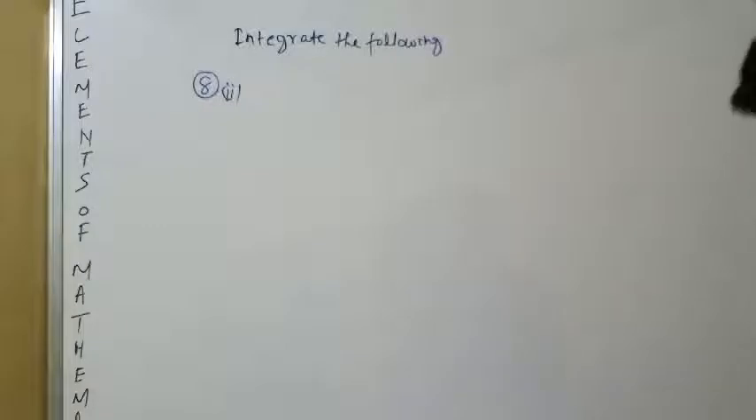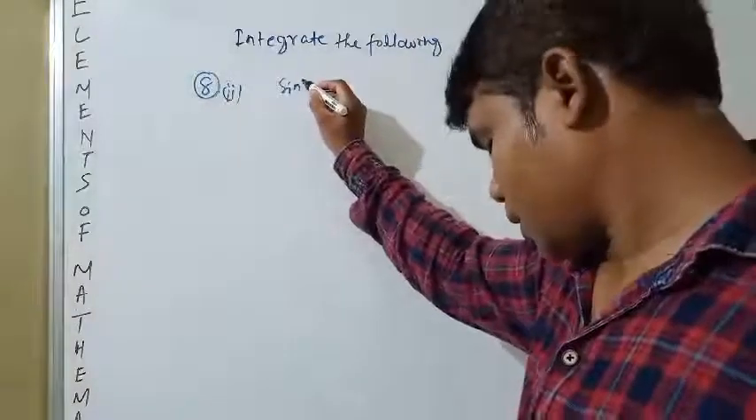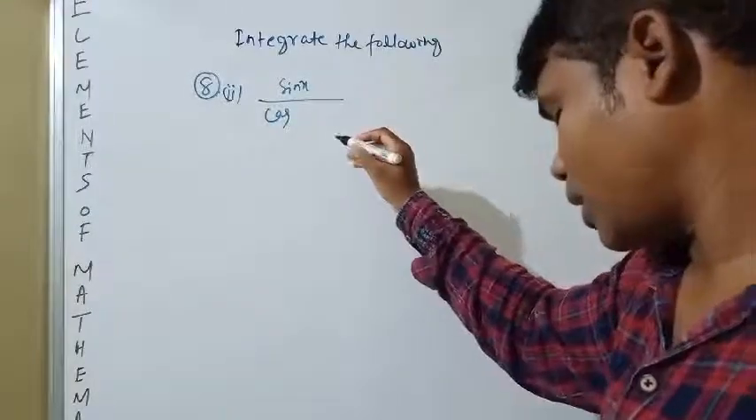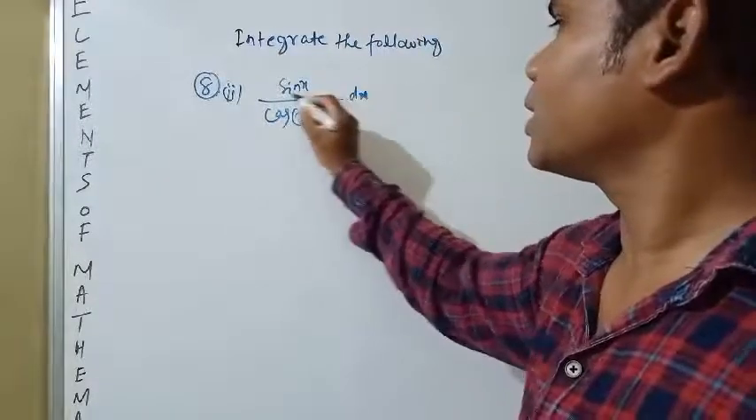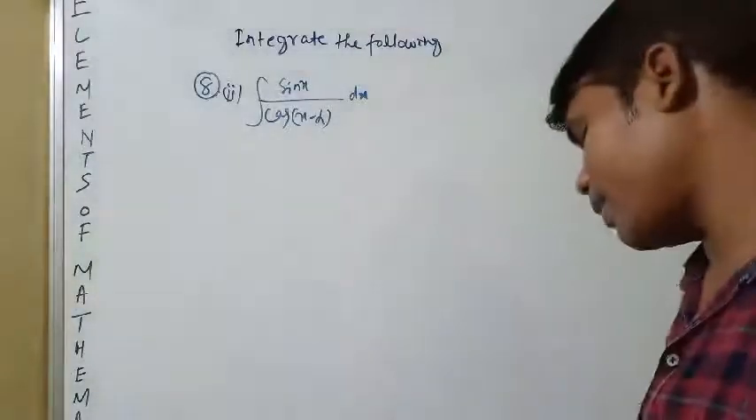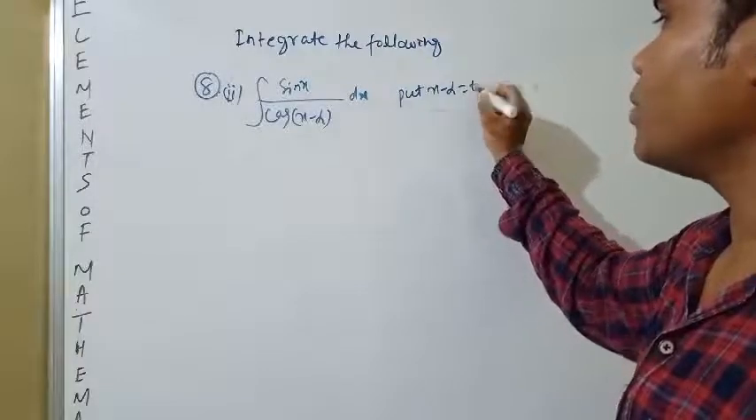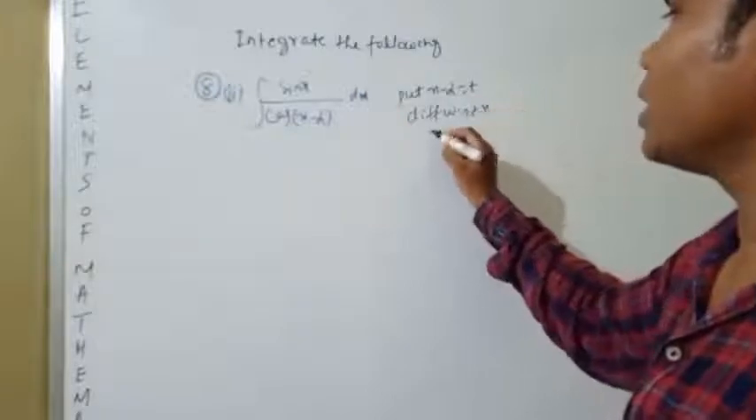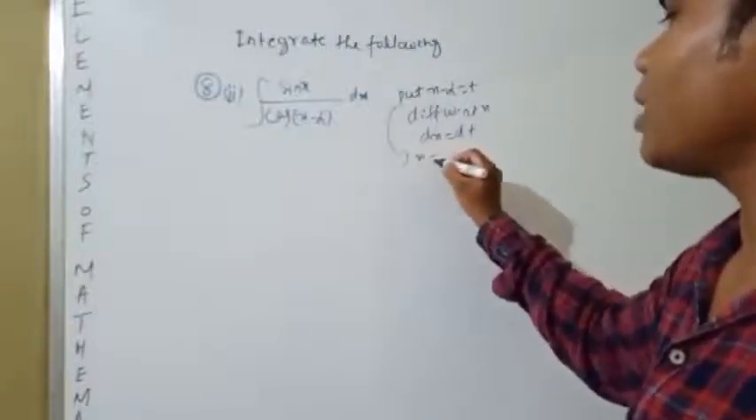You see the next question. The next question is given sin x divide cos(x minus alpha) dx. Okay, integration of sin x by cos(x minus alpha). Now you put x minus alpha is equal to t, differentiate with respect to x. Okay, dx is equal to dt.